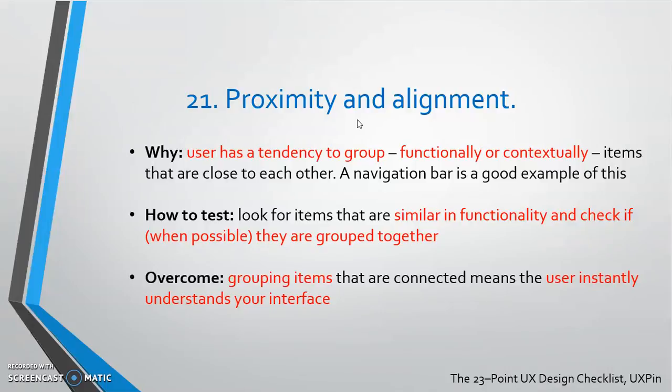Proximity and alignment. Okay, this is very important because there should be certain alignment and proximity in order to differentiate or to group certain important or similar elements. So in other words, you should have certain grouping, and this particular grouping should be aligned so that it differentiates different types of content in the particular interface.